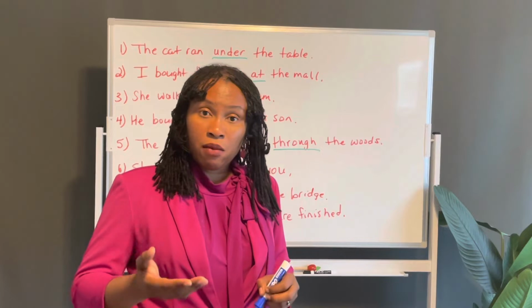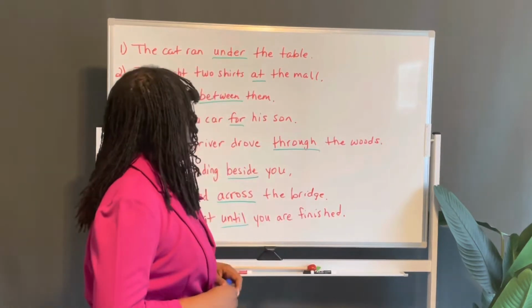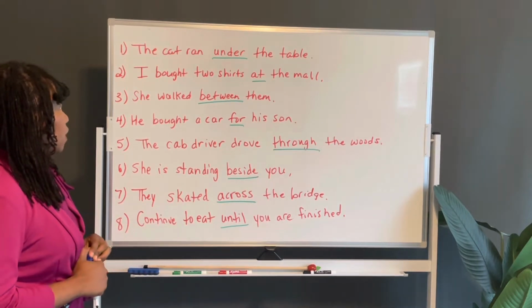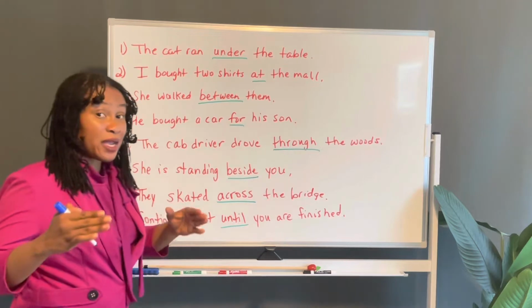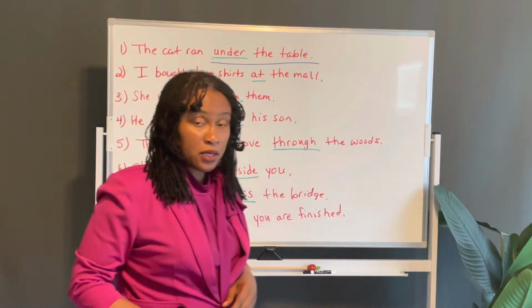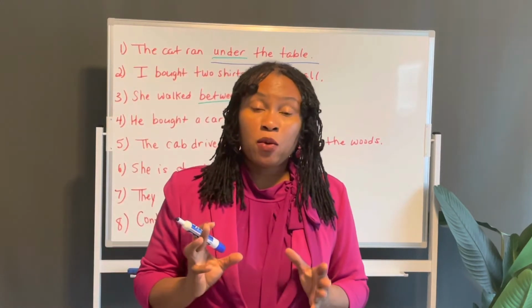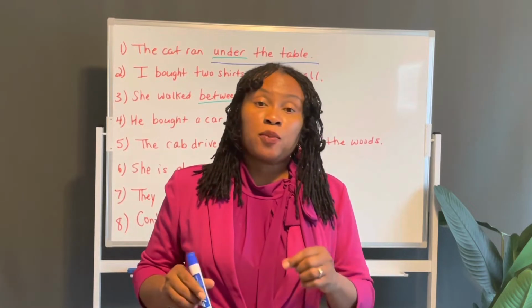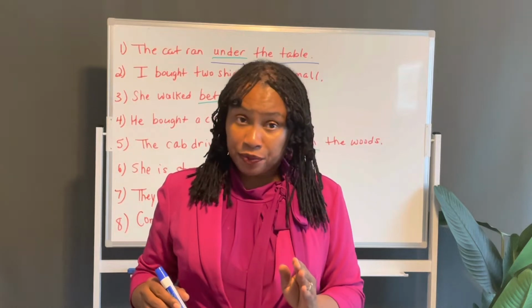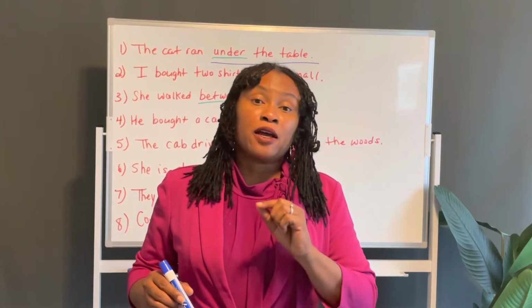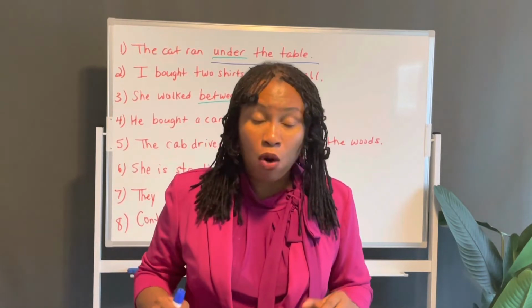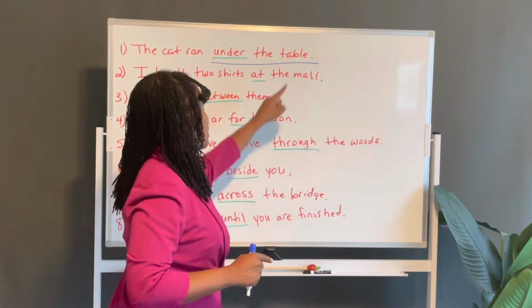And that's also another key piece of information for you to have in order to understand prepositions. Okay, so let's look at number one. The cat ran under the table. Under is a preposition, so the prepositional phrase would be under the table. The prepositional phrase is the group of words that follow the preposition, and it always begins with the preposition. Remember, a verb can never be the object of a preposition. The object of the preposition is always a noun or a pronoun. The object of the preposition is what? Table. Is that a noun?